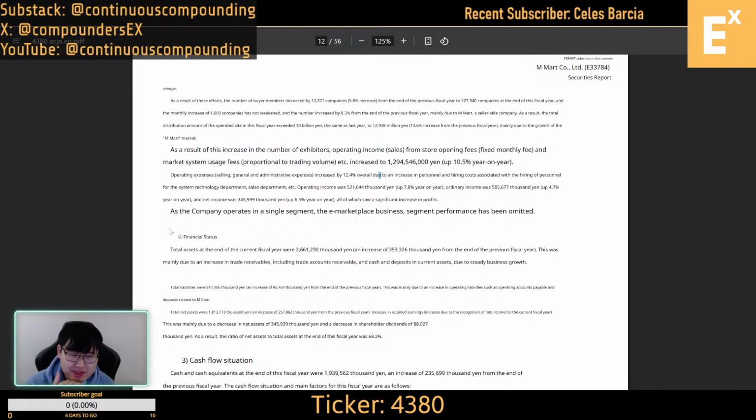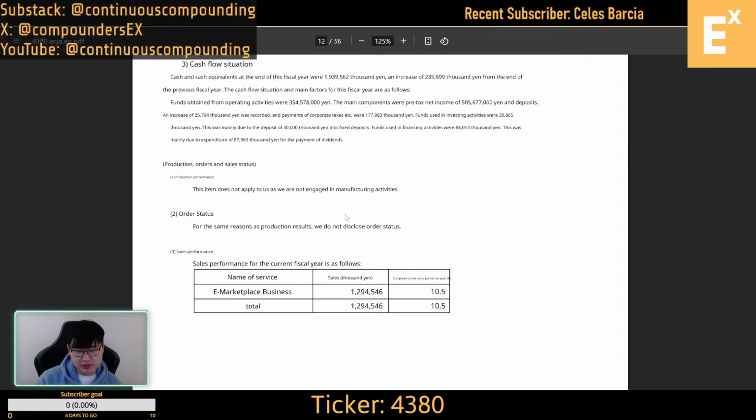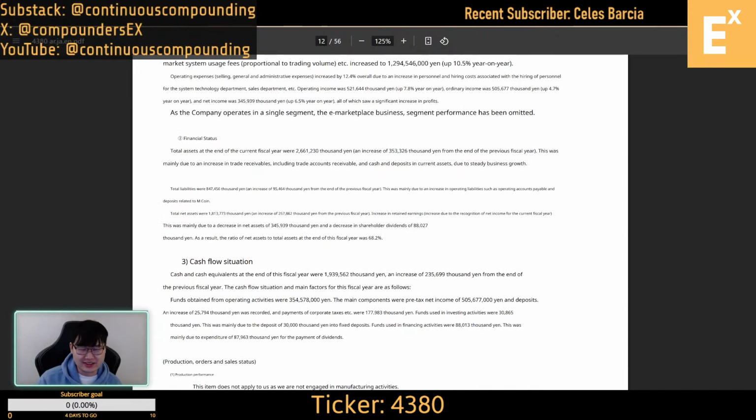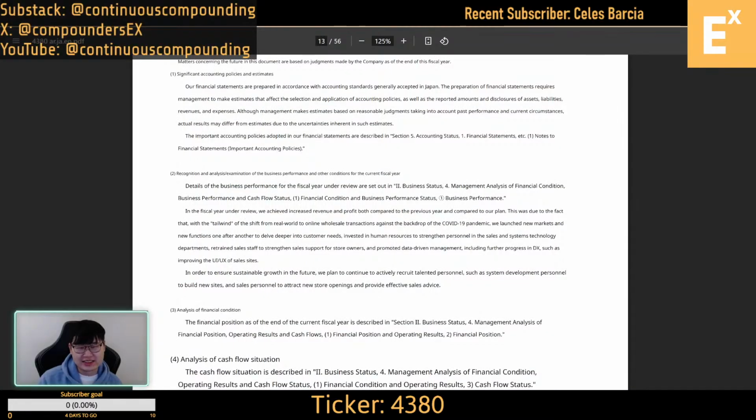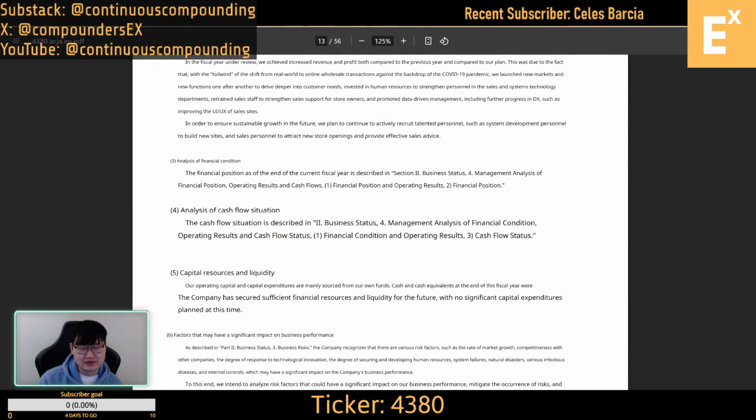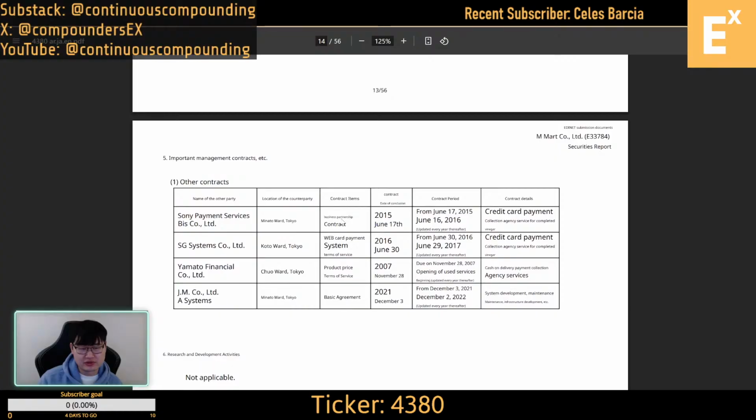As the company operates in a single segment, the e-commerce business segment performance has been omitted. I would really like to see what store opening fees are and then exactly what market usage fees are, because I think that helps significantly in doing any type of analysis. But yeah, they have the e-market business as their only one. That kind of sucks, but yeah, I wish they would provide more.